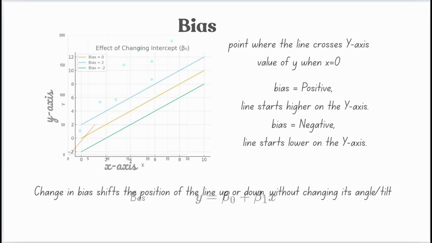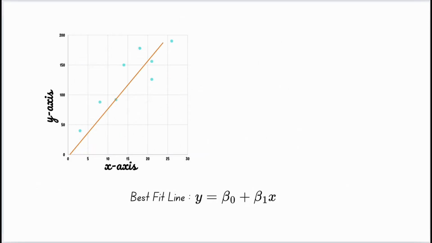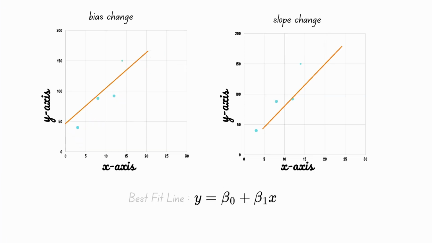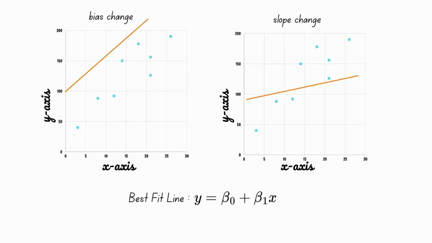The algorithm wants to describe our data with just one simple equation, that is y equals beta naught plus beta 1 x. But it doesn't know the right values of beta naught and beta 1 yet. So the model keeps trying different slopes and intercepts, changing the position and angle of the line again and again until the line finally settles into a position that best matches the overall trend of the data. That's the moment when we say the model has the best fit line.